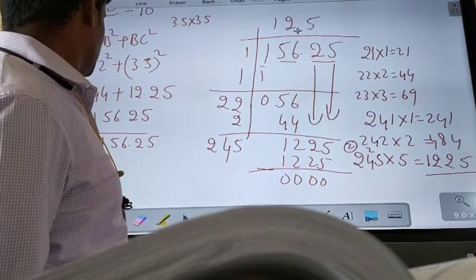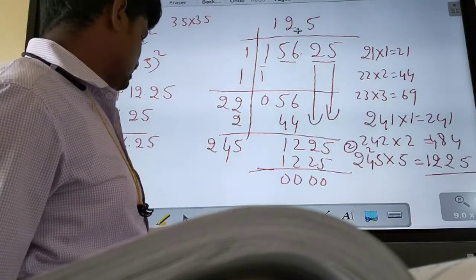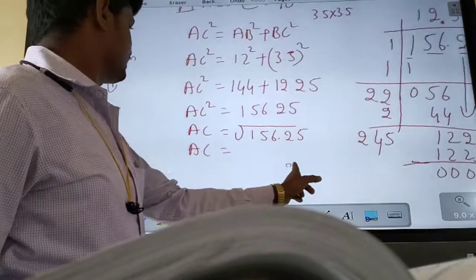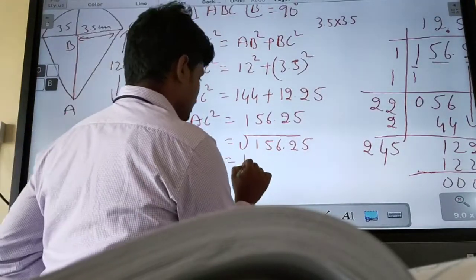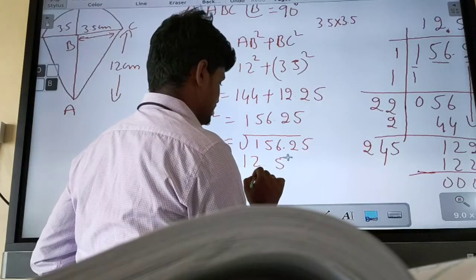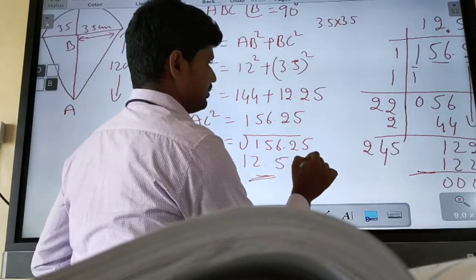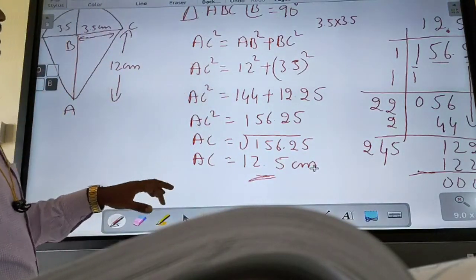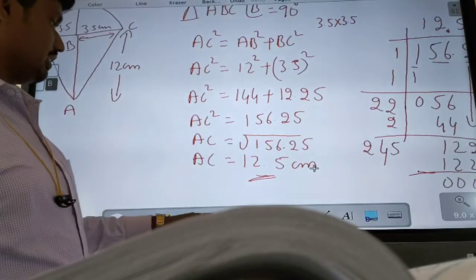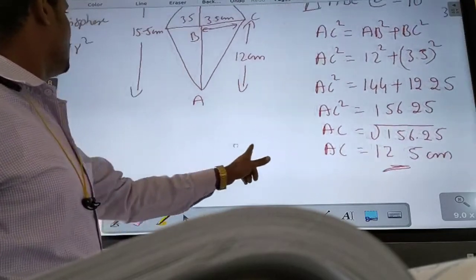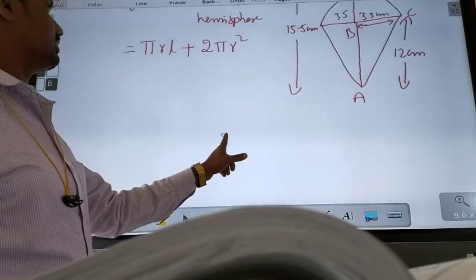Any doubt regarding this one? 12.5 centimeter. Any doubt regarding this one, children? The value of AC is equal to 12.5 centimeter. Any doubt regarding this one? Now solve the problem. Apply the values.